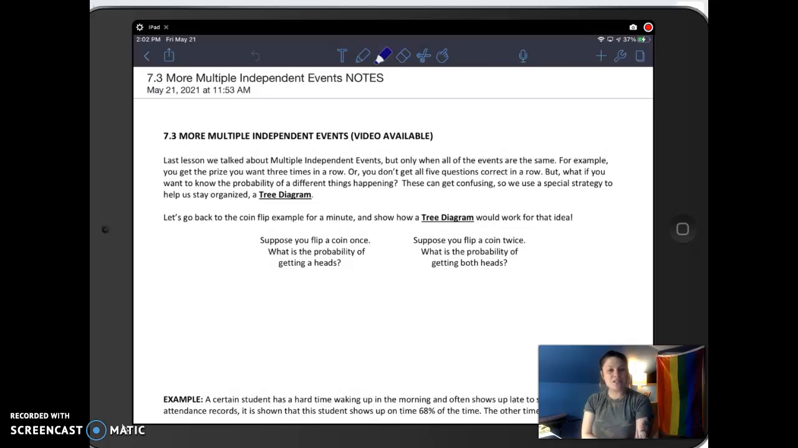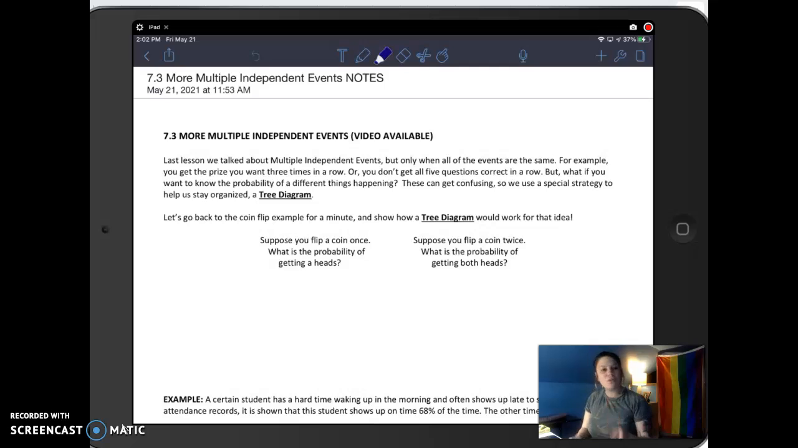Last lesson, we talked about things happening in a row and how to find the probability of things that happen one after the other. We only talked about a very specific thing, where it's the same thing happening every single time. For example, how do you find the probability of getting the same prize 3 times in a row? Or what's the probability of getting all 5 questions correct in a row?